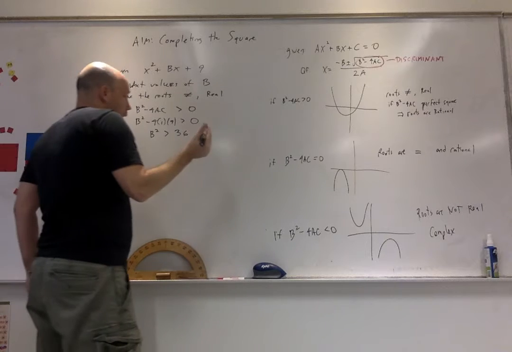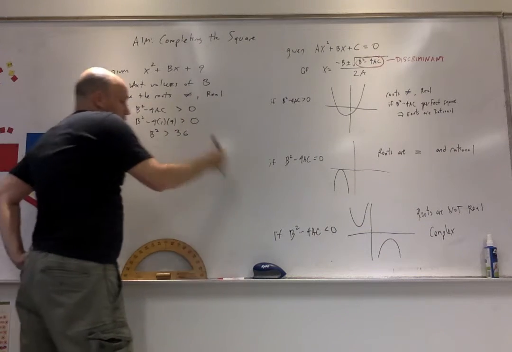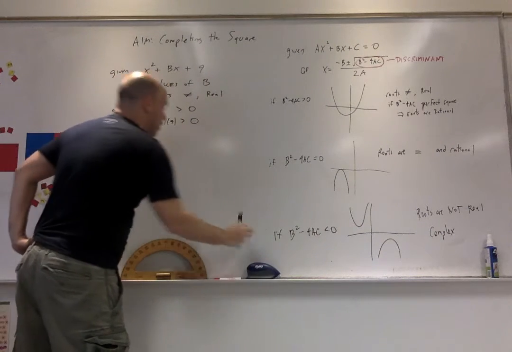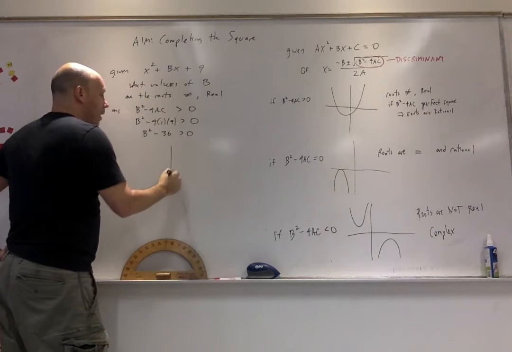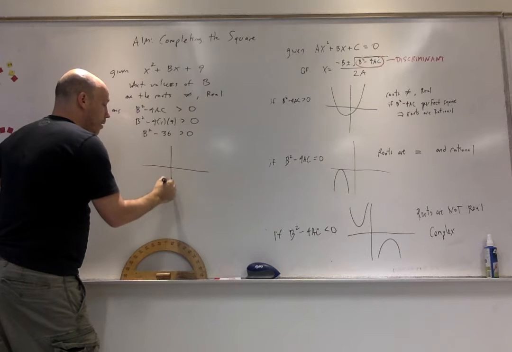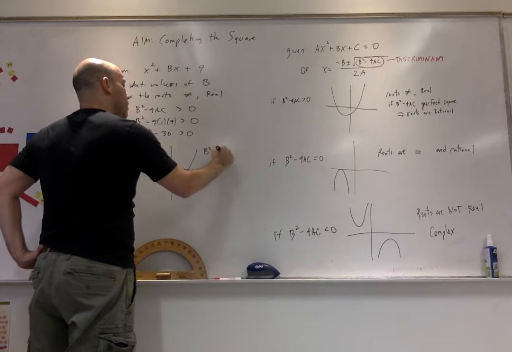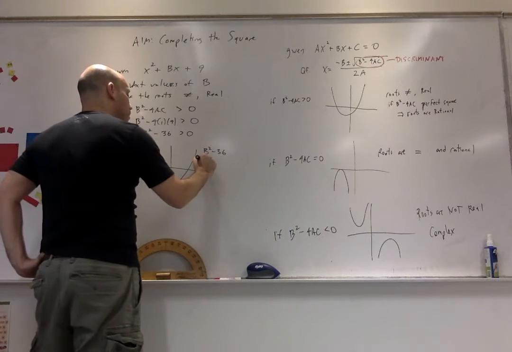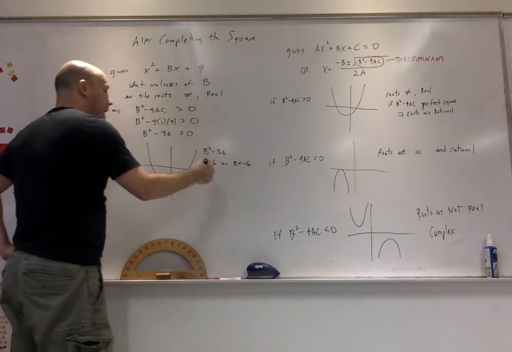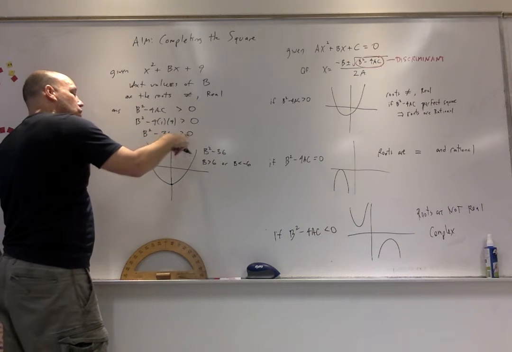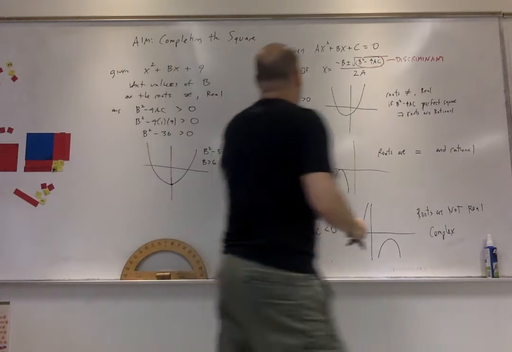And so, how do we solve this? Well, I leave it like this. I say b squared minus 36 is greater than 0. I know that this is my parabola. This is the parabola b squared minus 36. And I know that when b is greater than 6, or when b is less than negative 6, then b squared minus 4ac is greater than 0, and that's when my roots are not equal and real. We can try another one.